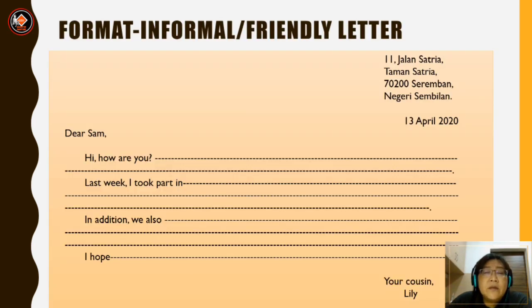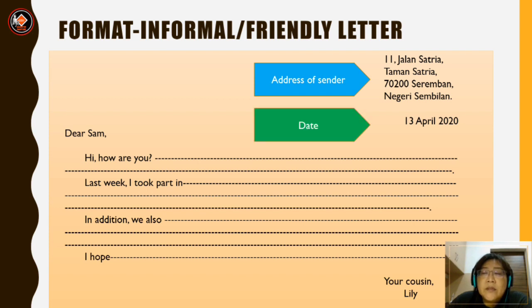This is the format of an informal or friendly letter. First, you must have the address of the sender. Write properly. For example, 11, Jalan Satria, Taman Satria, 70200 Seremban, Negeri Sembilan, and then there is a full stop. Then you have the date, 13 April 2020. Then you have the salutation. Please start with dear. So here we have dear Sam. And then, hi, how are you? These are all the introduction paragraph.